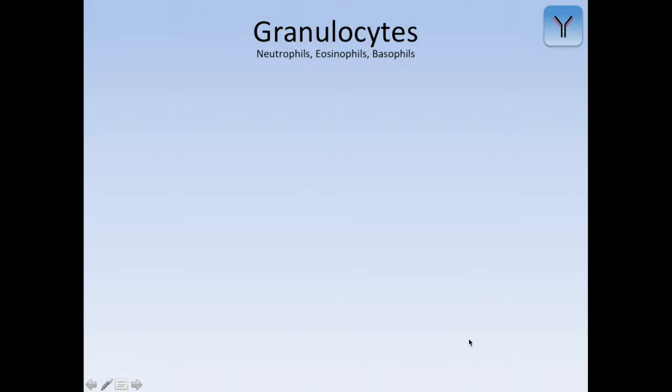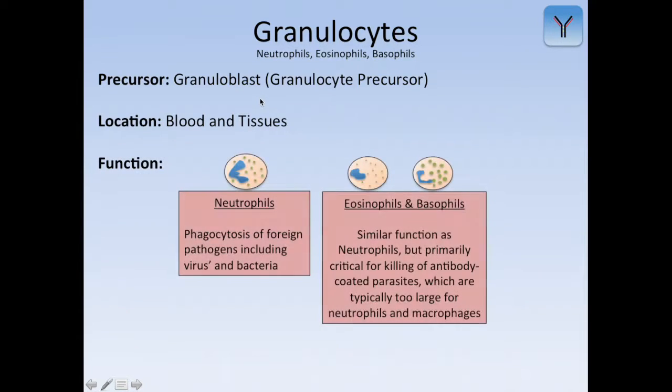The other type of cell line here is the granulocytes. Actually, granulocytes is an umbrella term for 3 different types of cell types: neutrophils, eosinophils, and basophils. So the precursors for granulocytes would be the granuloblasts. Again, that terminology comes back. So, granulocyte precursor. Okay, they're located in the blood and the tissues.